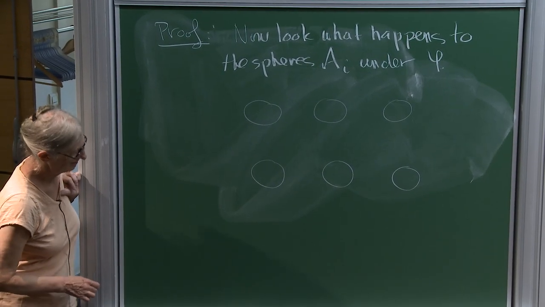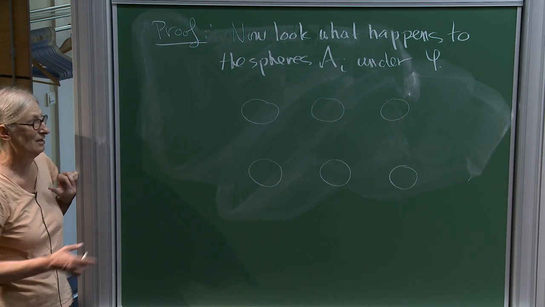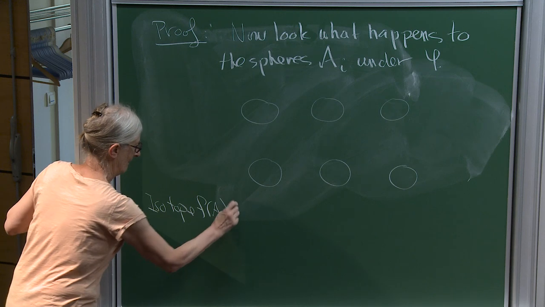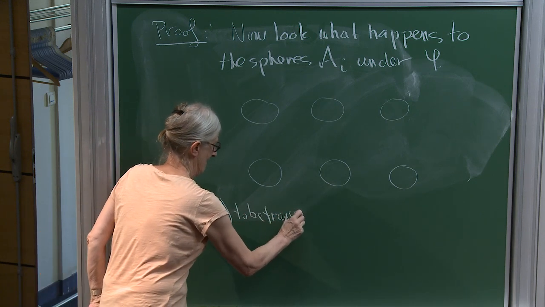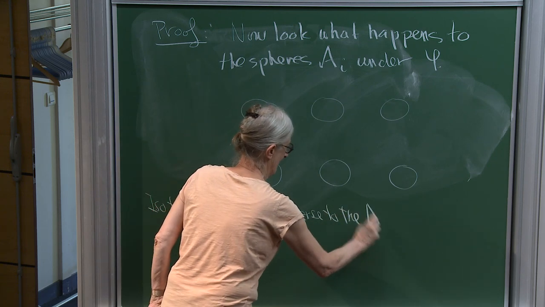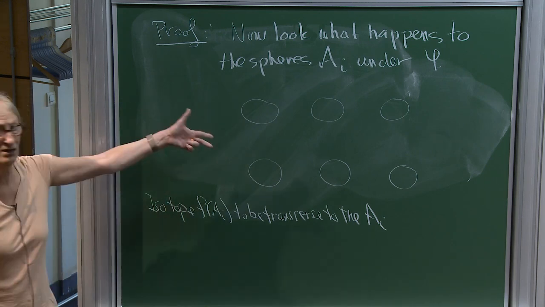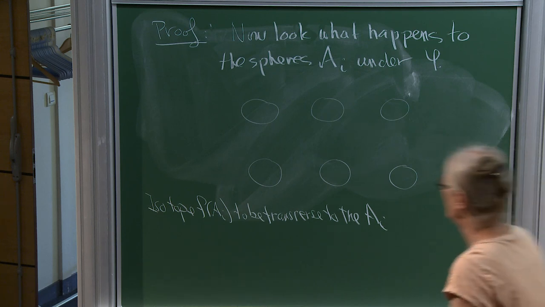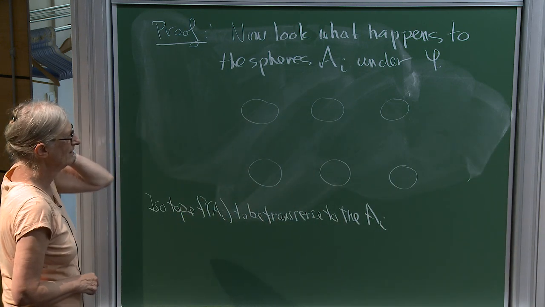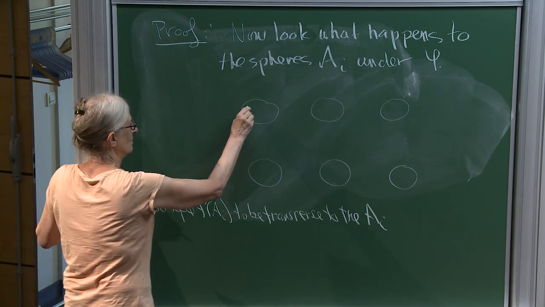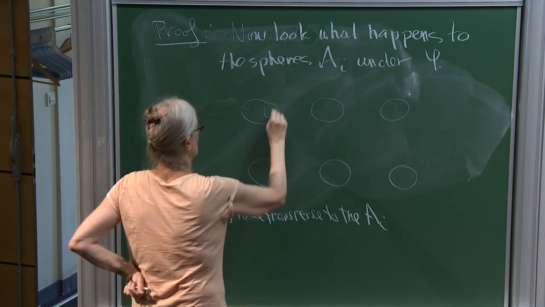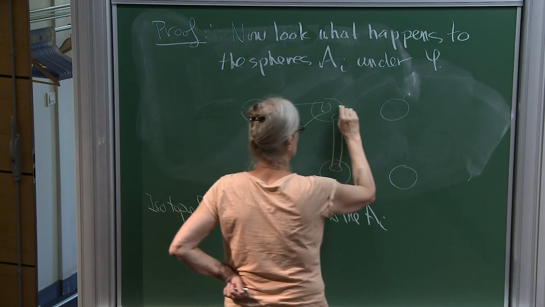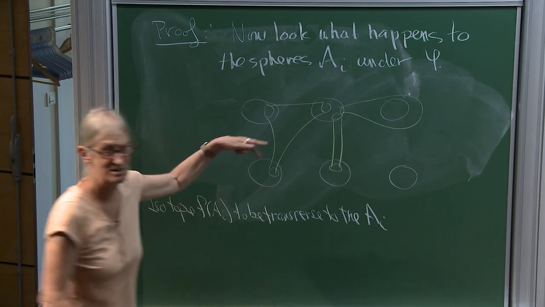And by general transversality theory, we can isotope these spheres to be transverse to the spheres AI. Okay, so now I have a sphere running through this picture. F of AI is some sphere. It's got a different color. And it's transverse to this picture. And I claim that means that, so here's a piece of it. Maybe here's another piece. Another piece, etc.